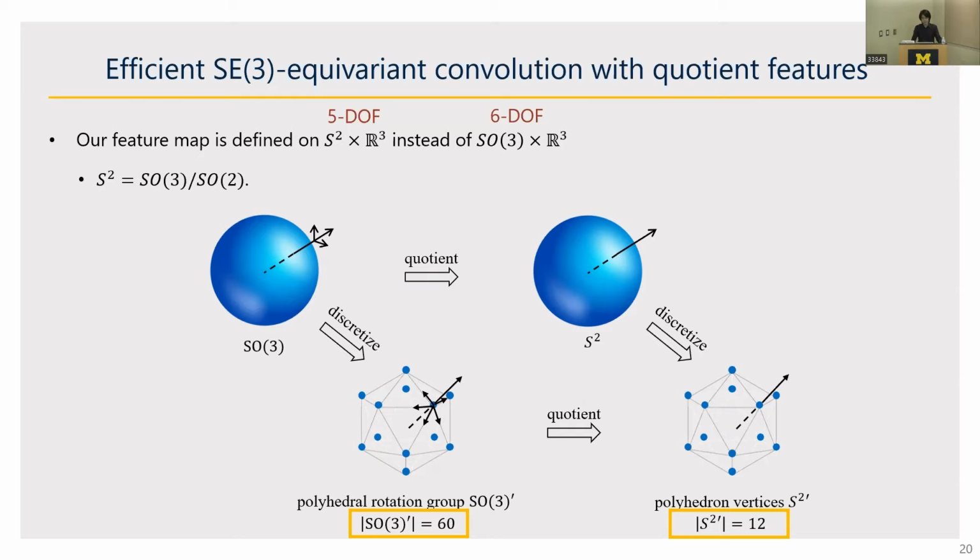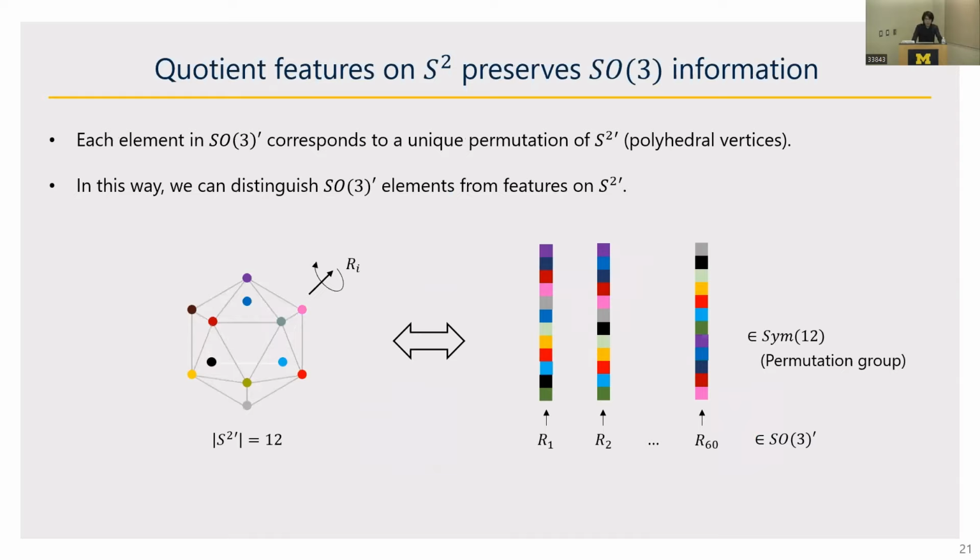Now you may wonder, does it come with a cost? We are working with a much smaller feature space, so does it reduce the ability for feature representation? Actually, the answer is no. We can recover each of the SO3 group elements from these S2 feature maps.